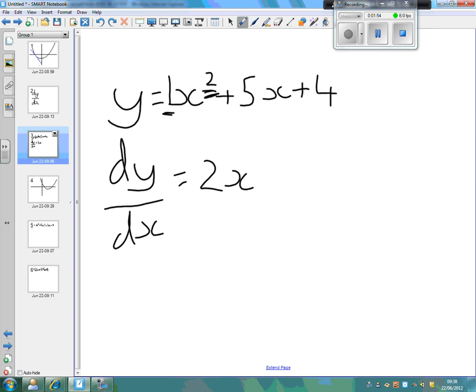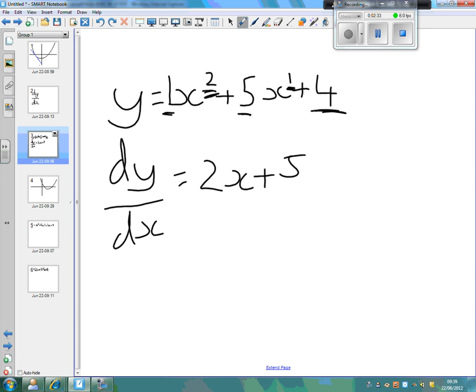Now if we take our next term, what we have here is 5x to the power of 1, if we write the 1 in there. We do the same thing as before: we take the 1 that the x is to the power of and times by the number at the front, which equals 5. Then we take away 1 from the power: 1 take away 1 is 0, so it's 5 times x to the power of 0, which is just 5. And then the 4 on the end has no x to it, so we can't times it by the number that x is to the power of. So therefore we just ignore this number here. And this is what we have: dy by dx equals 2x plus 5.